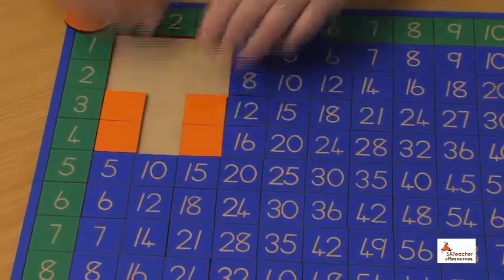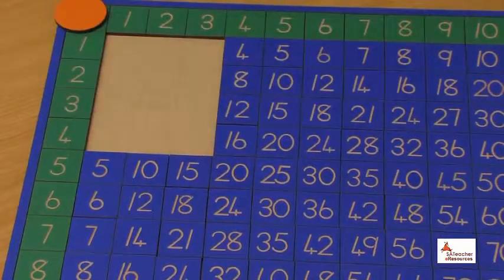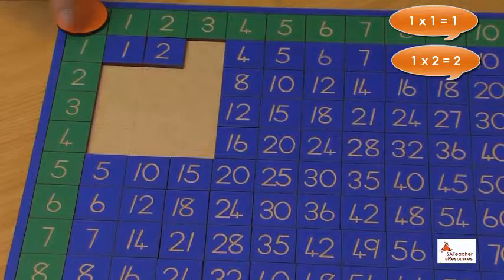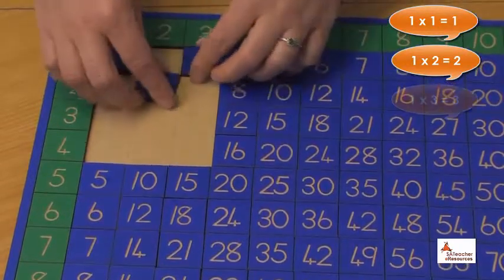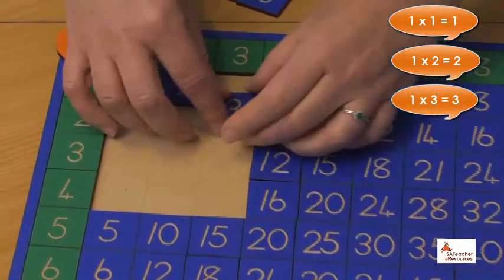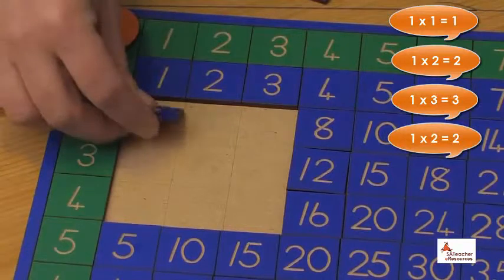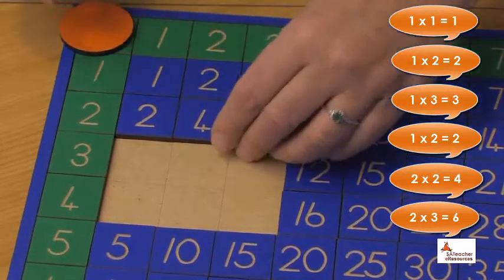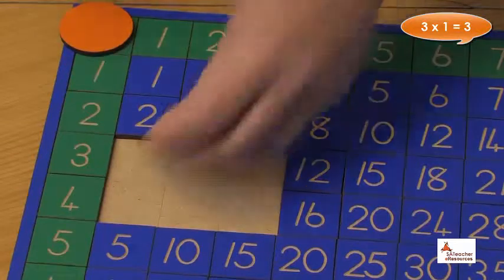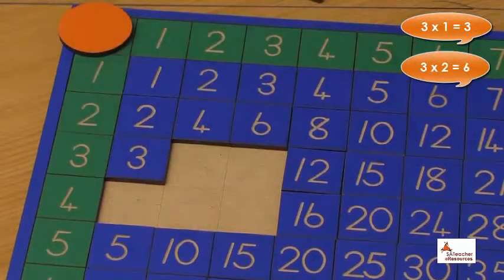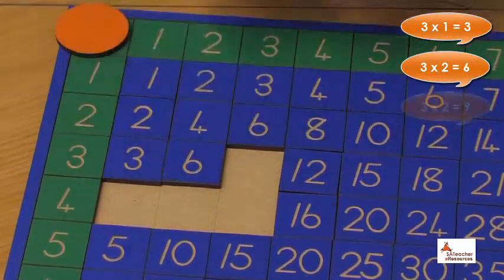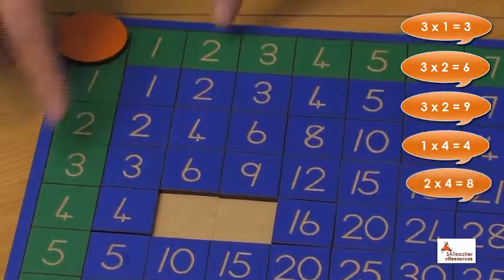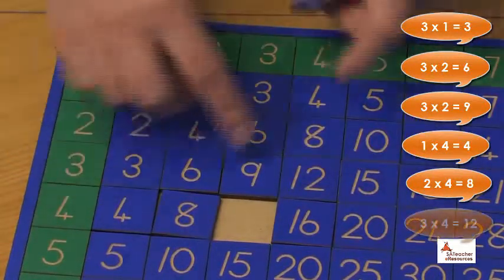So we're going to remove these blocks, and to see if you can remember where they fit, let's quickly say 1 times 1 gives us 1, 1 times 2 gives us 2, 1 times 3 gives us 3, then 2 times 1 also gives us 2, 2 times 2 gives us 4, 2 times 3 gives us 6, 3 times 1 equals 3, 3 times 2 equals 6, 3 times 3 equals 9, and we're going to do the last row. 1 times 4 equals 4, 2 times 4 equals 8, and 3 times 4 equals 12.